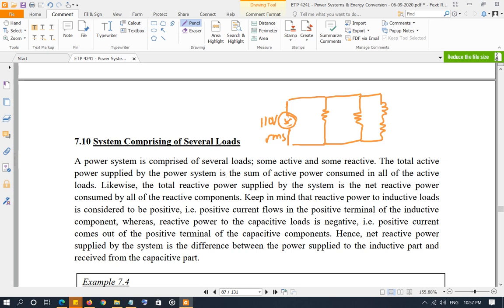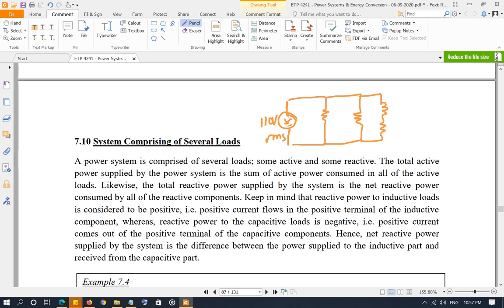So if you have a system to which you are connecting multiple loads, some loads are resistive, some loads are reactive, and under reactive loads some loads are inductive, some loads are capacitive. The total power that is supplied by the system, by the line, is simply the sum of all the resistive power, which will be the total active power supplied by the line. Sum of all the reactive power is the total reactive power supplied by the line.